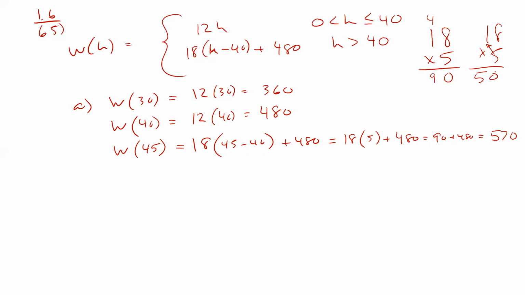1 times 10 is 50, we good? 5 times 8, that's 40, and there's your 90 that comes out of it. Right? So even though mentally, the faster way to do it is the backwards way.